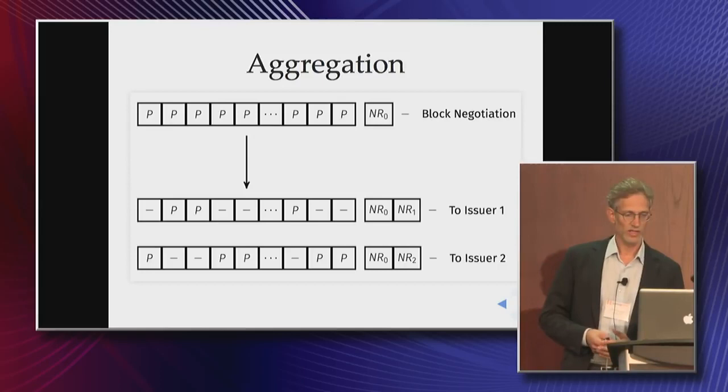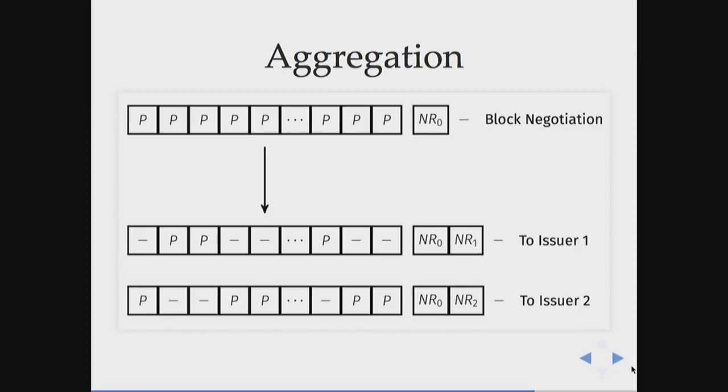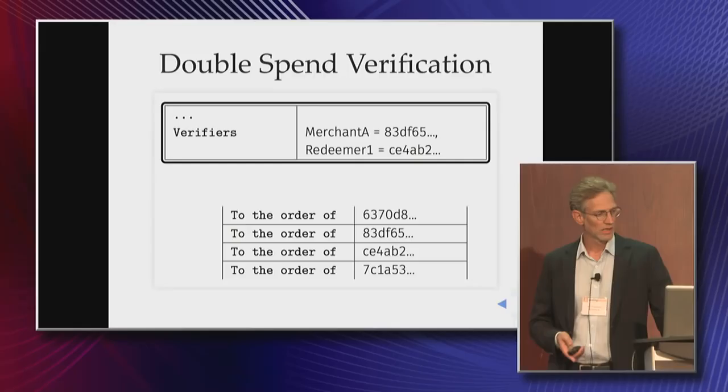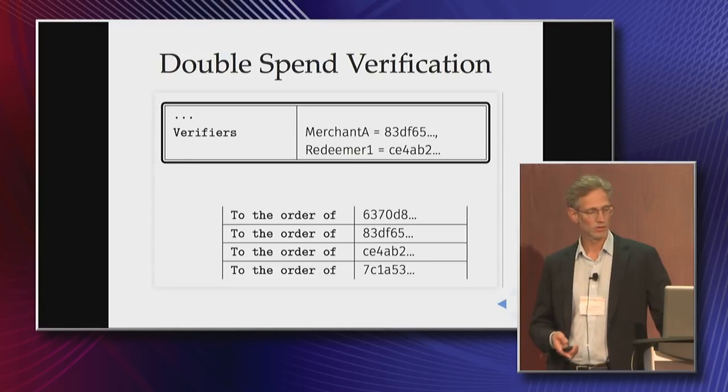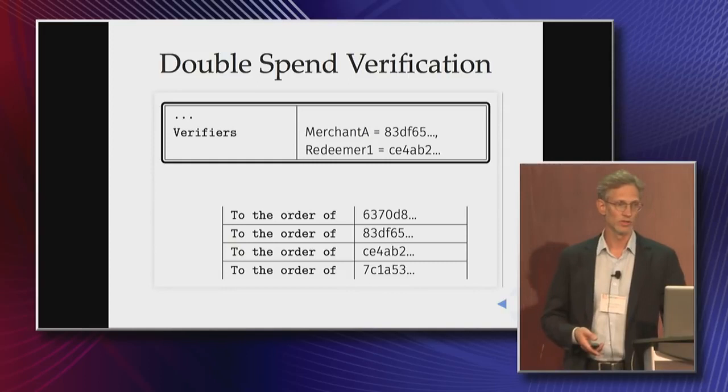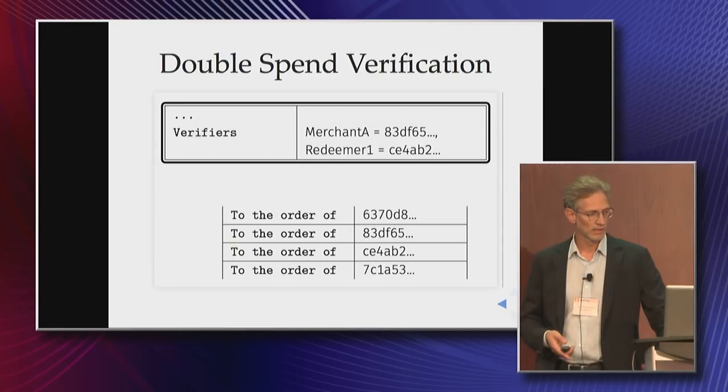We support aggregation by having a special block transfer mechanism where you can take a potentially very large set of payments and transfer them with a single signature. These blocks can then be split and transferred to different issuers if we need. Another thing is for double spend verification, we use a quite simple mechanism. When an issuer finally redeems a note, the history of the transfers must match, or actually include, a list of verifiers that's decided at the time of issue. This gives the protocol some nice offline properties.